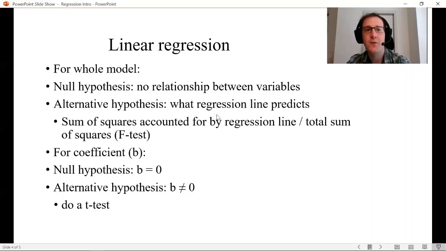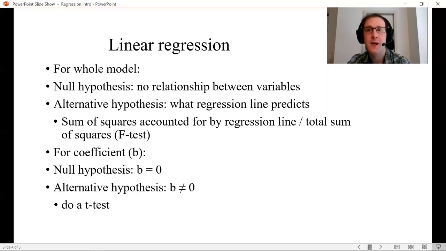So your p-value for the model and your p-value for the coefficient will be exactly the same. Obviously, the amount accounted for by the whole model, you'll get an F, you'll get a T here. So those won't be exactly the same, but the p-value will be the same. What is different is when you have more than one predictor.